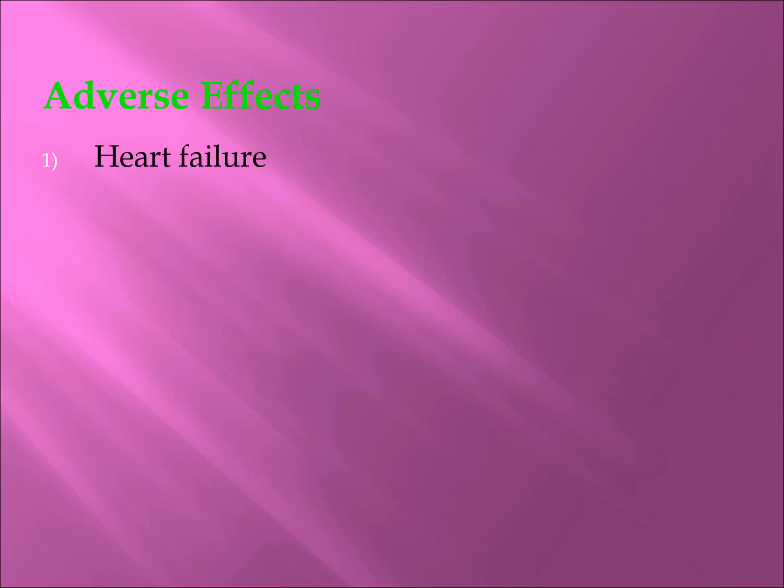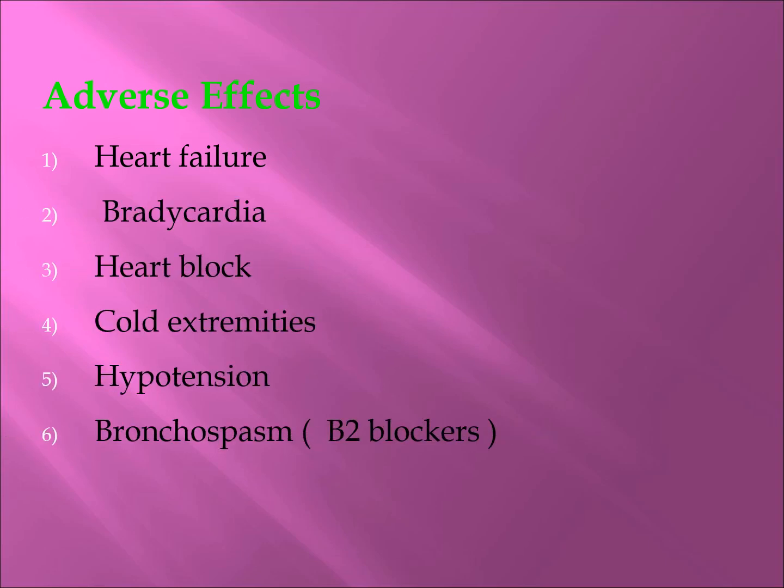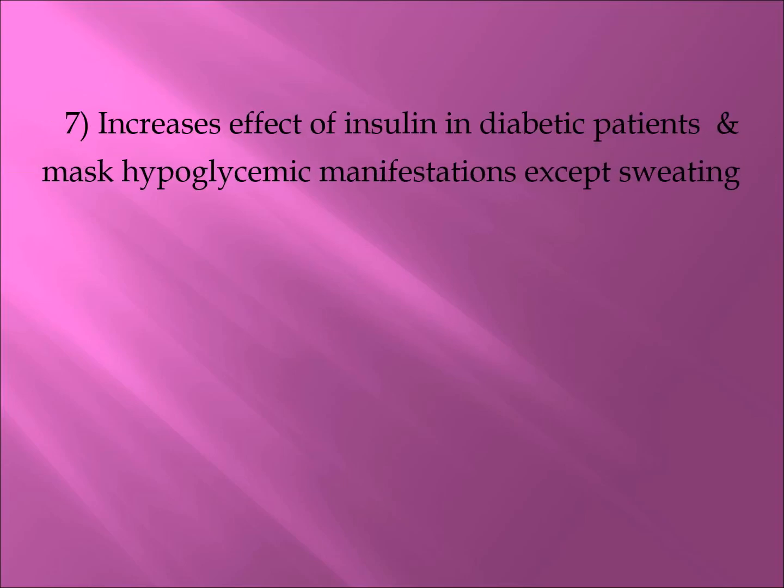Adverse effects. Due to reduced contraction and cardiac output, they may induce heart failure, bradycardia and marked decrease in AV conduction producing heart block, decreased blood flow in the periphery leading to cold extremities, and this may lead to gangrene, hypotension, bronchospasm with drugs blocking beta-2 receptors, increased effect of insulin in diabetic patients, and masking of hypoglycemic manifestations except sweating, which is preserved.